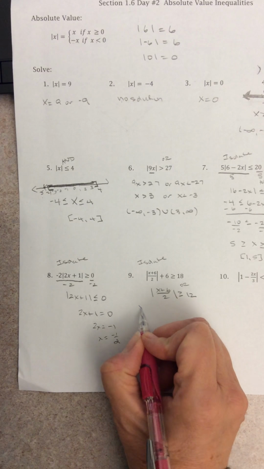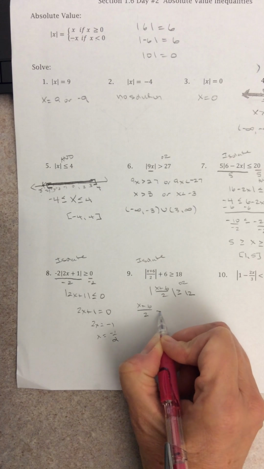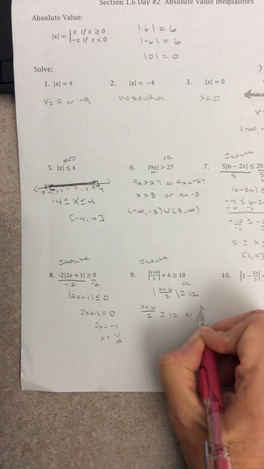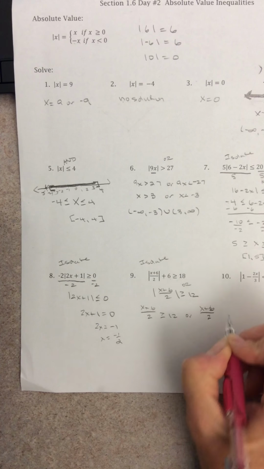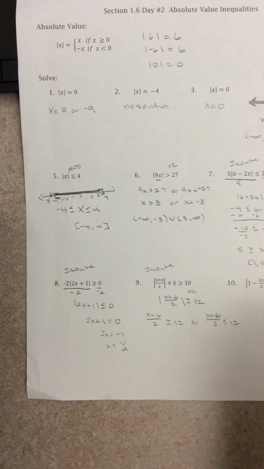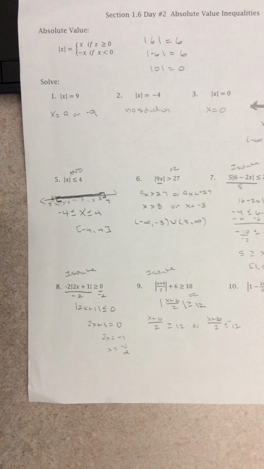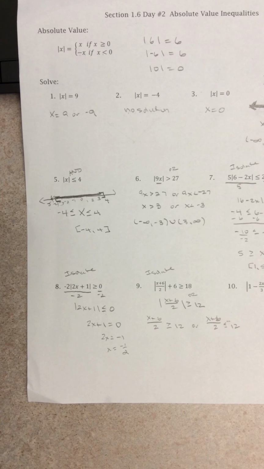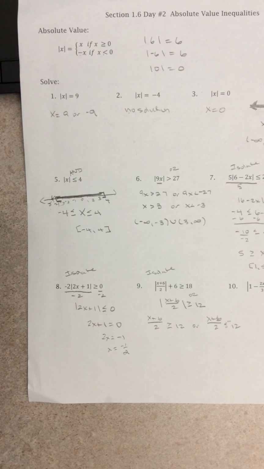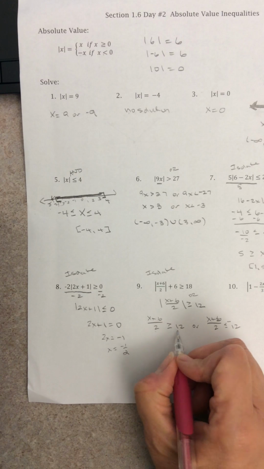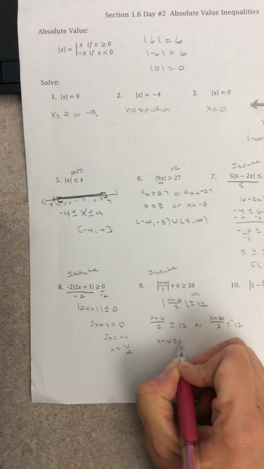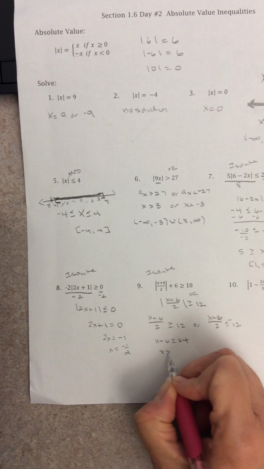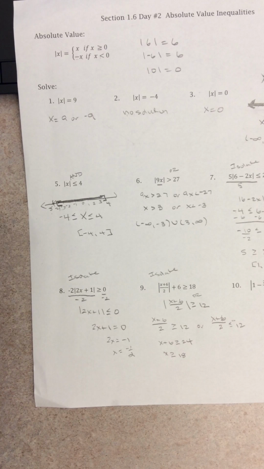so I want to make sure that x plus 6 over 2 is either greater than or equal to 12, or it could be less than or equal to negative 12, sorry, two changes. And I need to solve each one independent of the other to get my answers. So I'm going to multiply both sides by 2. I'm going to subtract 6 and get my one statement.